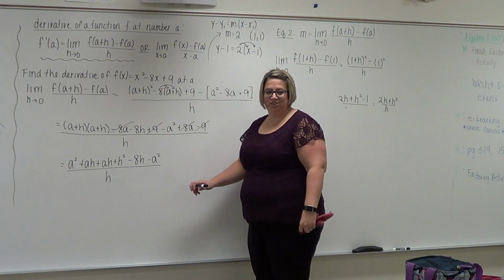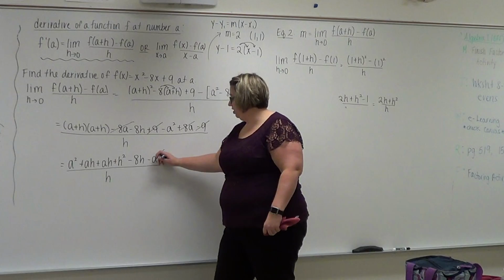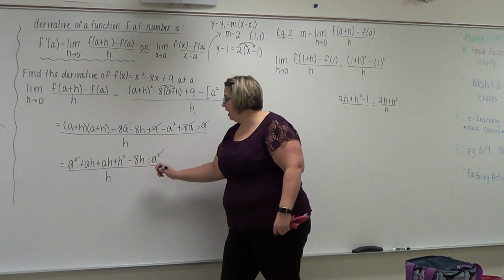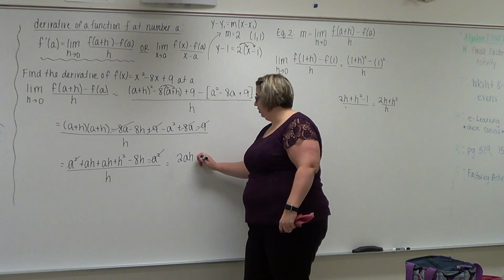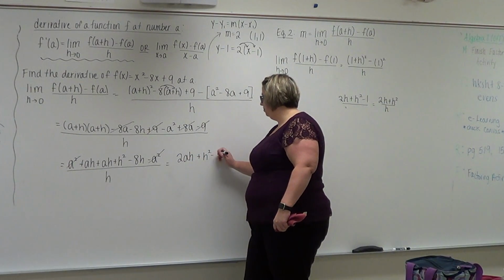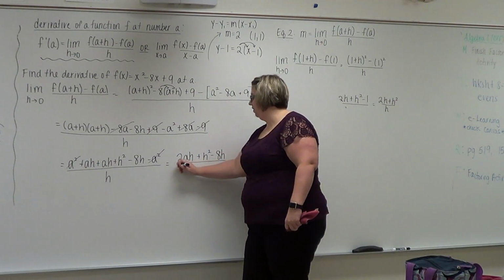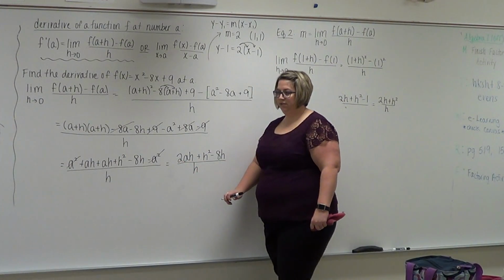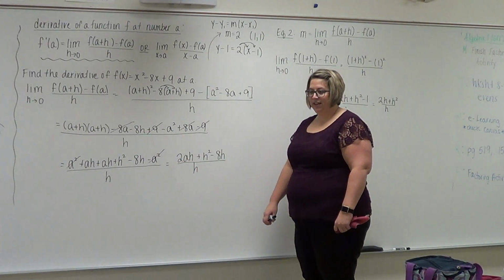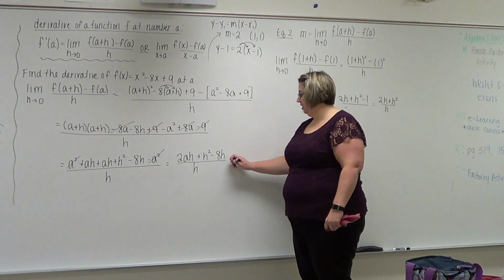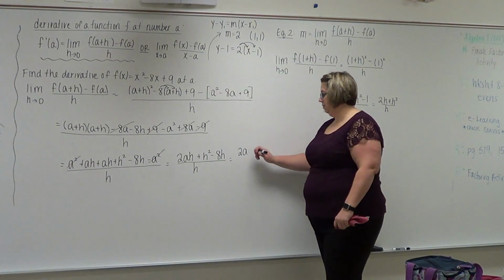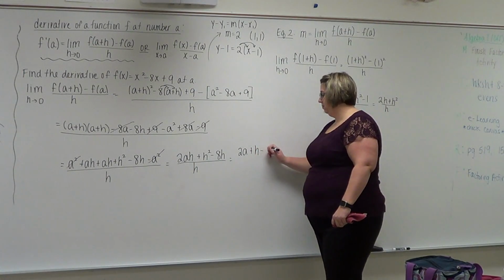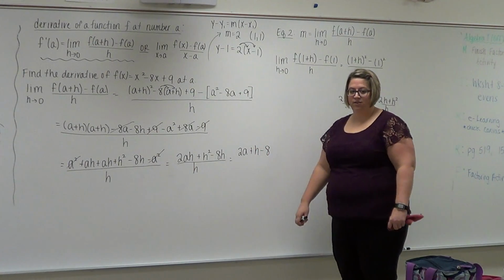Okay, now what cancels? The a squared, right? Now ah and ah would make 2ah plus h squared minus 8h, divided by h. And then I divide by h, right? So this would be 2a plus h minus 8.